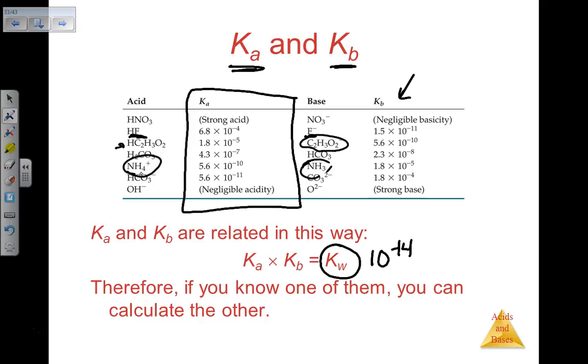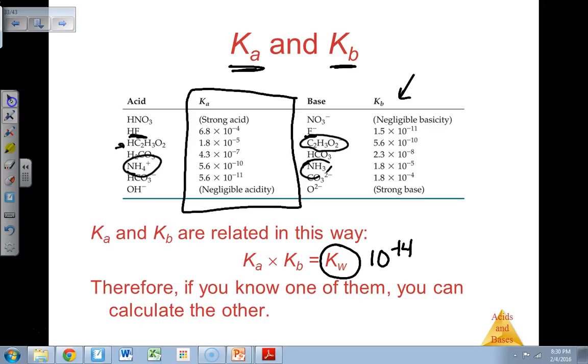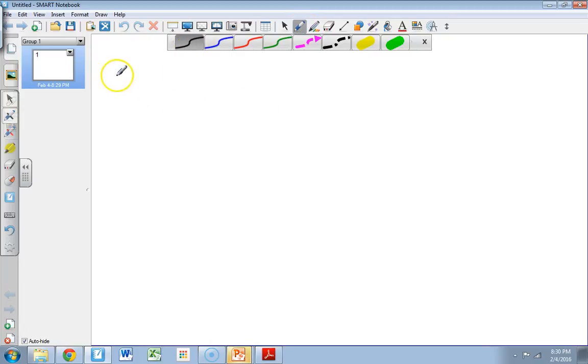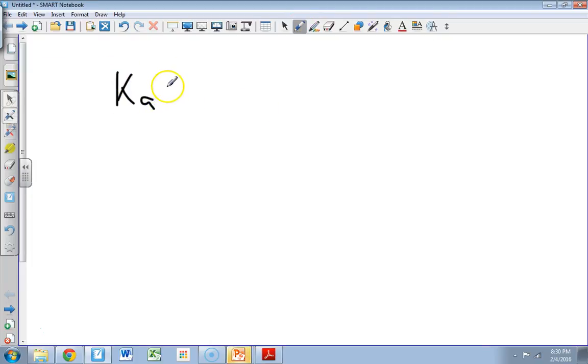You have to be careful here, because when you convert between Ka and Kb, they're related, but it's not for the same reaction. So let me show you how this works. What we do know is that Ka times Kb equals Kw. Ka is the acid equilibrium constant, and so we should never change the acid reaction.